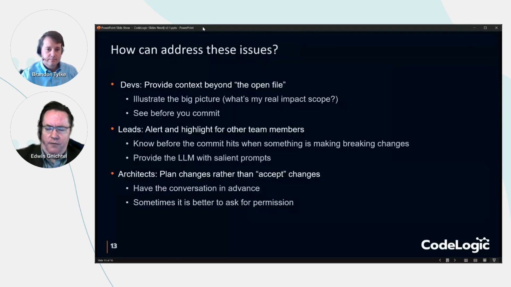So how do we address that from a dev standpoint? We're trying to provide context beyond what I call the open file. That could be the repo, it could be the project, could be the application boundary that you're working in, but other systems are dependent on that. They're interacting with that system. And what is that bigger picture in terms of the impact scope? How big is that blast radius?